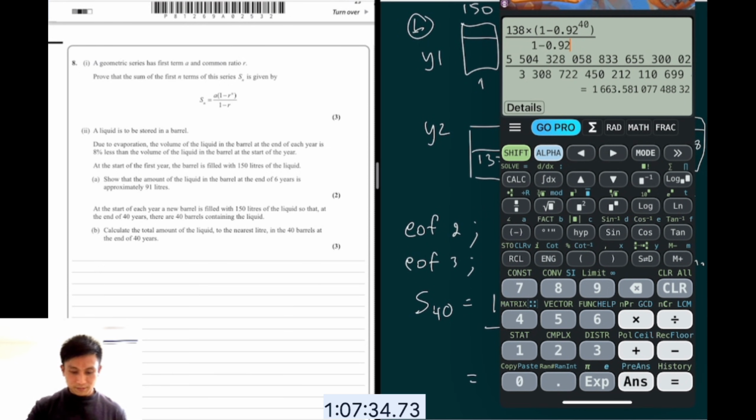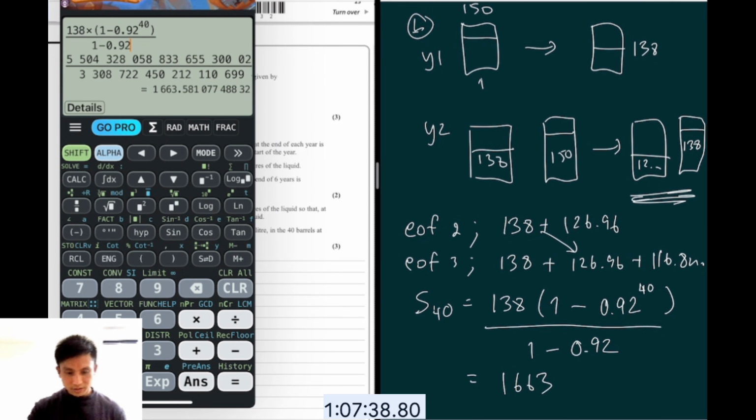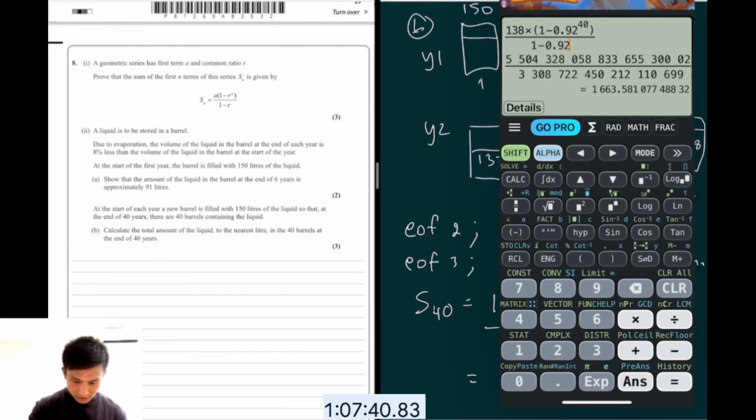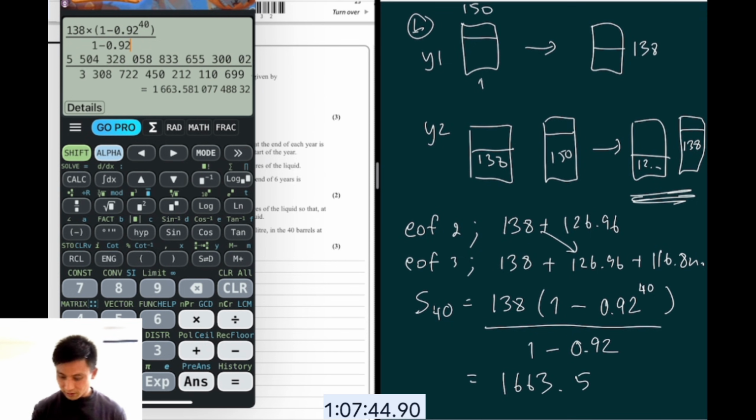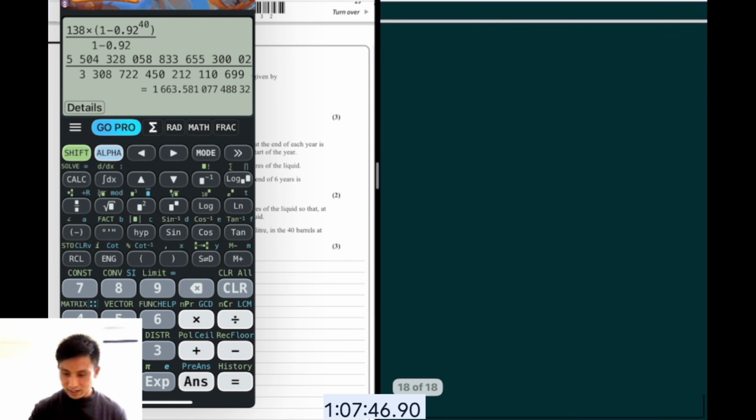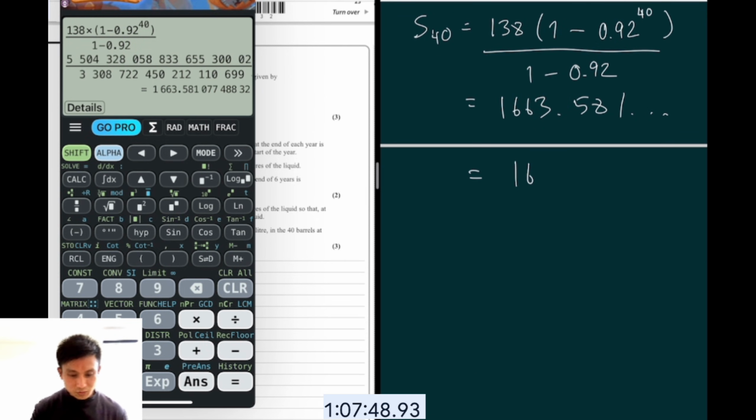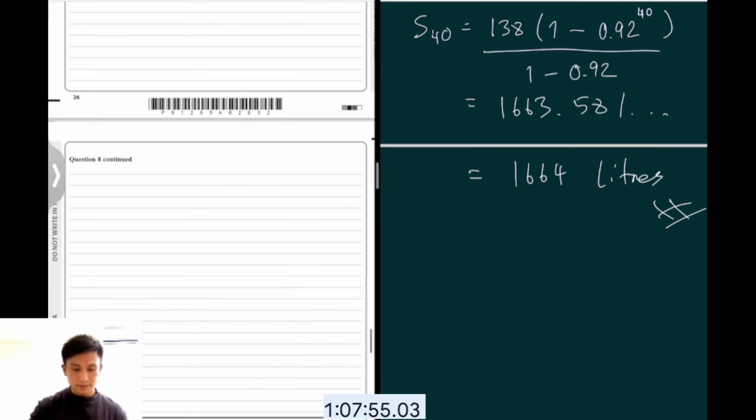The amount of, is it to the nearest integer? Is it say nearest liters? Yeah, okay. I'm just gonna do this first to show that I actually get the number, and then just round. So that would be that. There you go. Yeah, that's done.